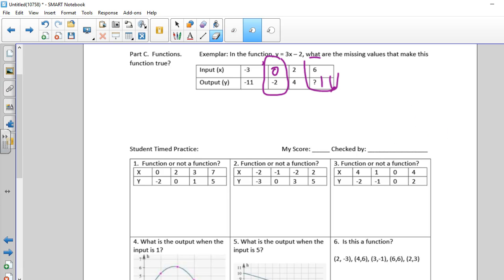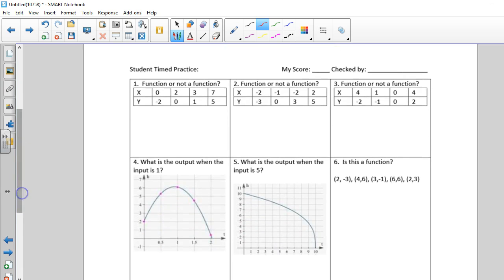Now let's look at this. Is this really a function? How do I know if it's really a function? Well, if you go back to your notes, you can see that we only look at the inputs. And we look to see if they're all the same, or if any of them are the same, or are they all different. Because to be a function, every input has to be unique. It has to be different. -3, 0, 2, 6. All of our input values are unique. So that is a function. And we found the missing values.